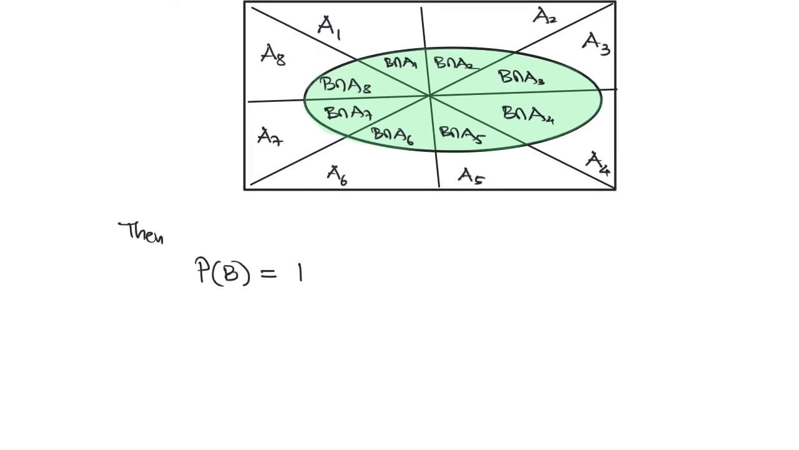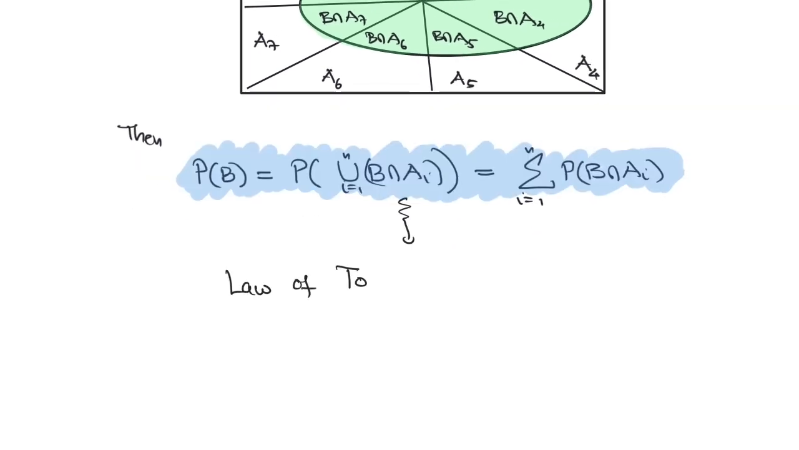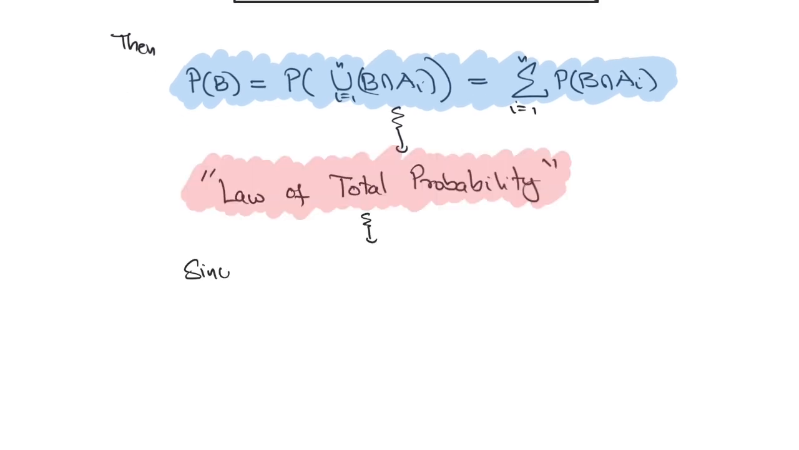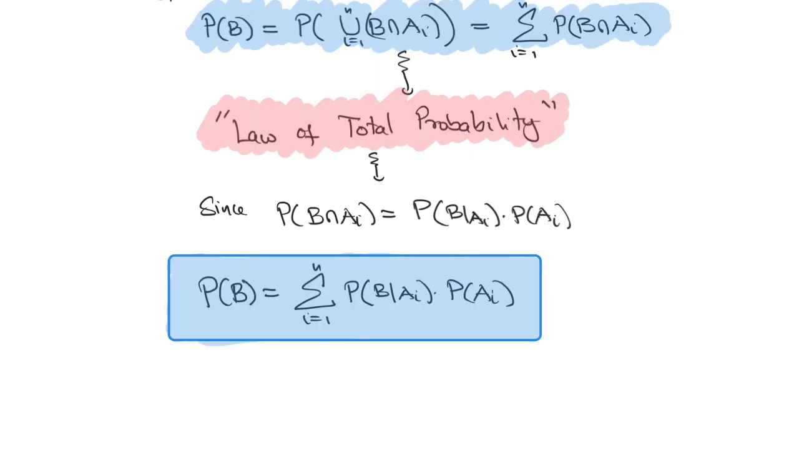Then we can now use this partition of B into disjoint unions to calculate the probability of B. This is going to be the sum of the probability of B intersect Ais. This equation is called the law of total probability. And since we know from the multiplication principle that the probability of B intersect Ai equals probability of B given Ai times probability of Ai, we have that the probability of B has to be the sum of B given Ai times the probability of Ai, the sum being over all i going from 1 through n.